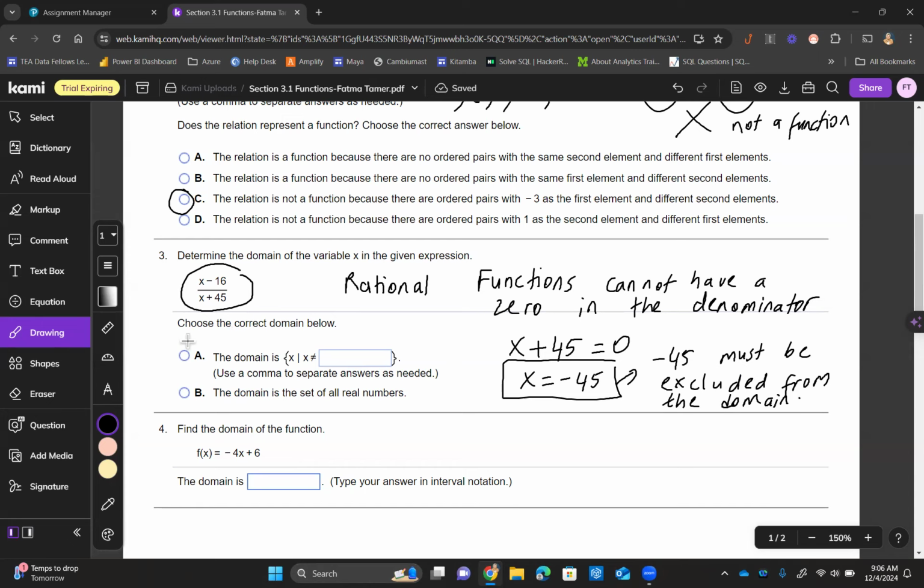So we're going to choose the answer. The domain is all the x values, so this is called set builder notation.